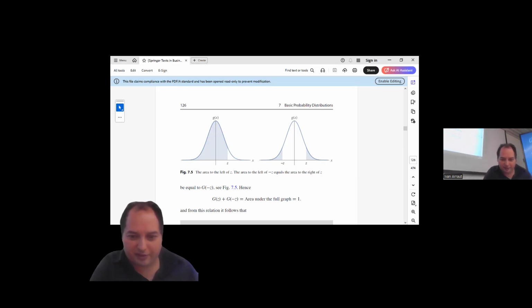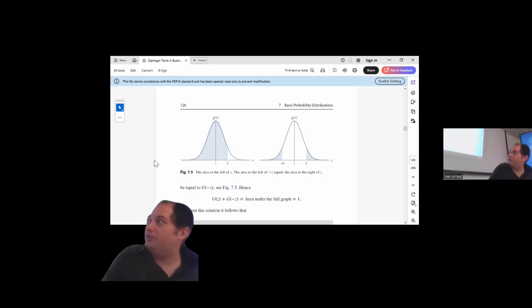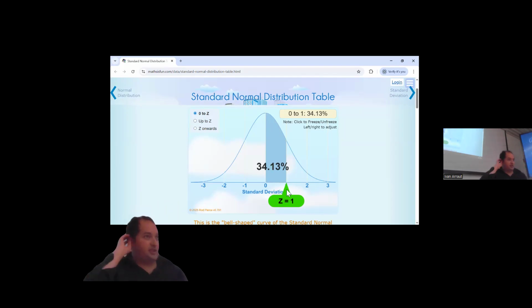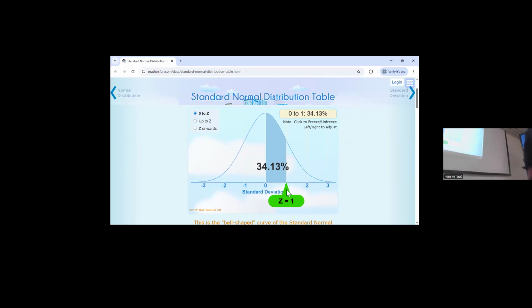This is the standard normal distribution, guys. Let me see if I am sharing the right screen. This is the standard normal distribution. This is an example. You can see that it's standardized. This C is what you saw before, the G of C. I think you forgot a bit where I will explain.